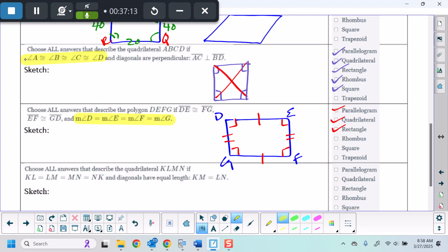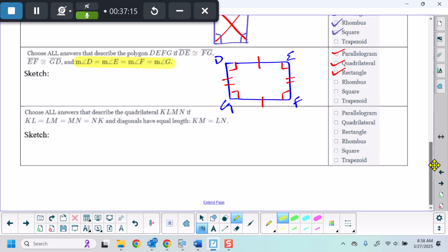All right, last one. Choose all answers that describe K, L, M, N. Okay, so I know all my sides are congruent. Diagonals have equal length. So if my sides are all the same, I know at least I have a quadrilateral, 4 sides, I have a parallelogram, and I have a rhombus, right?